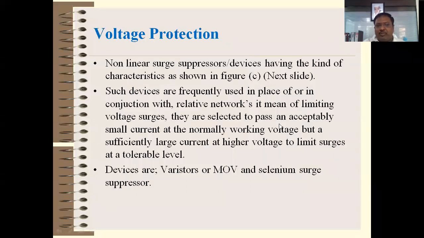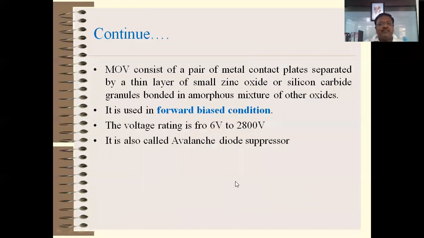They are selected to pass acceptably small current at a normal working voltage, right? So the devices are designed in such a way that they pass very small current at a normal working voltage. So you can say normal voltage is up to 300 volt, but after 300 volt, if your voltage is increased, then a large current flows through the device to limit the surge, right? So this is the device.